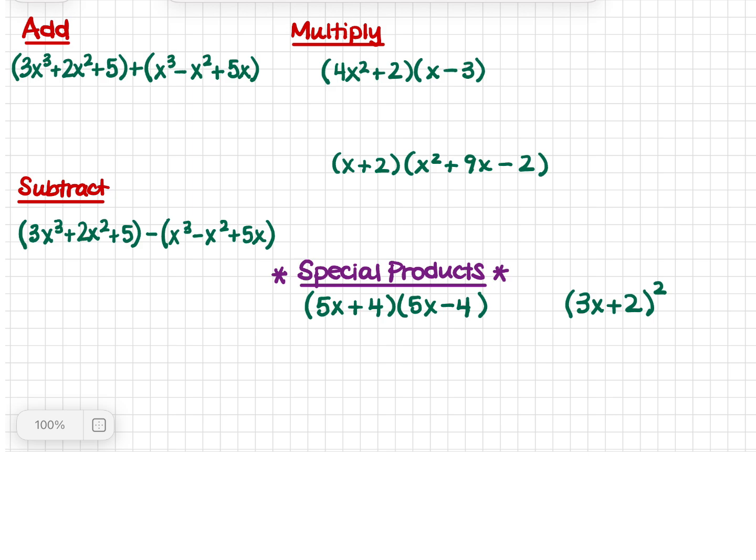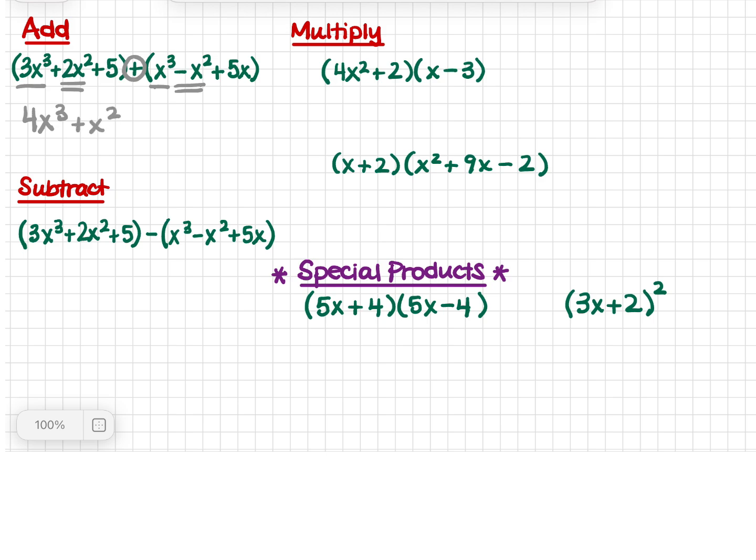So if you do see an addition problem, reminder that addition just means combining like terms, right? We add like terms. So just look for anything that is a like term. 3x cubed plus 1x cubed is 4x cubed. Here I've got a 2x squared minus a 1x squared, which would be an x squared.